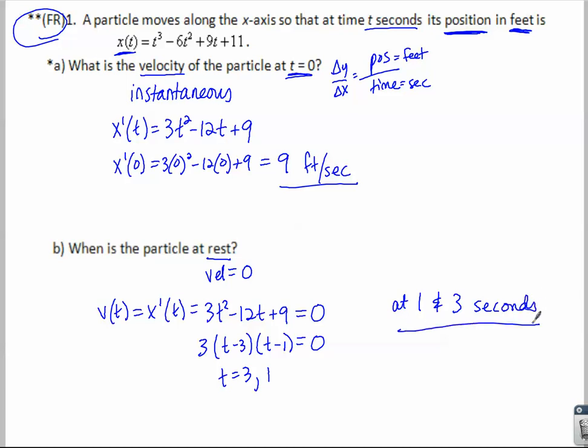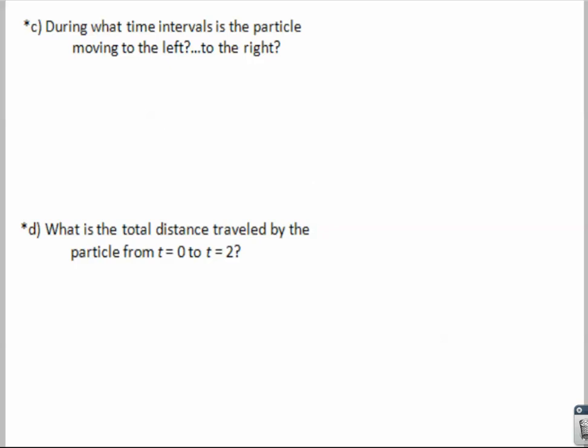That's when it's at rest. During what time intervals is the particle moving to the left or moving to the right? Well, how it's moving is its rate of change, and right or left is determined by the sign of the velocity. Left is when the velocity is less than 0, right is when the velocity is greater than 0.